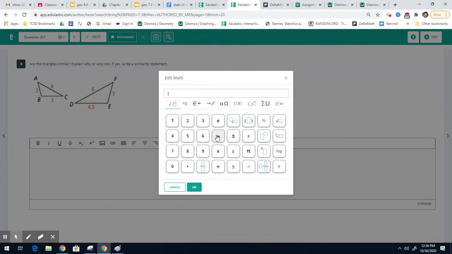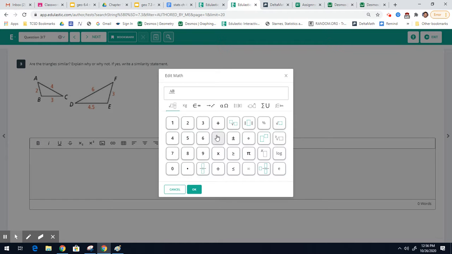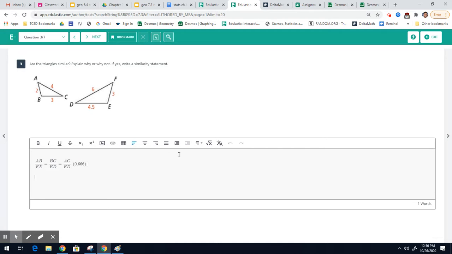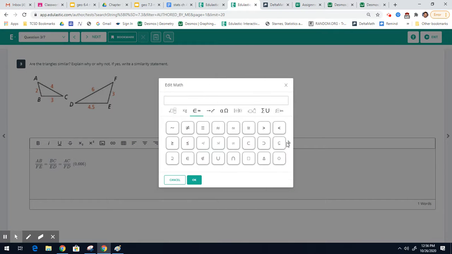So we know that AB, the smallest side, over, and now AB corresponds to FE, equal to, okay, then we did BC divided by, so BC is ED, is equal to AC divided by FD. We know that those are all equal, and we got 0.6666, right? I don't know the repeated symbol. So because this is the case, these two triangles are similar. Triangle ABC is similar to triangle FED. And that is by side similarity.